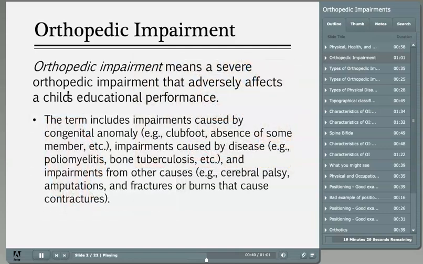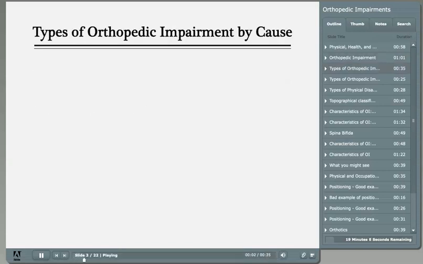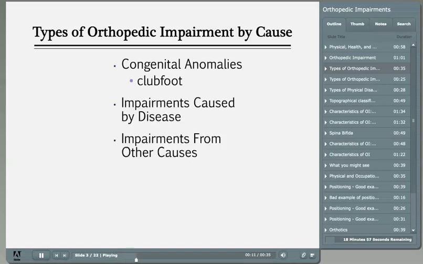The term orthopedic impairment is synonymous with the word physical disability. Individuals with orthopedic impairments have difficulty operating part or all of their bodies as would be expected. Within the area of orthopedic impairment, there are many different terms used to describe different conditions, along with different ways to classify the condition. One way of classifying orthopedic impairments is by cause. Causes of orthopedic impairment can include congenital anomalies, disease, and other causes.